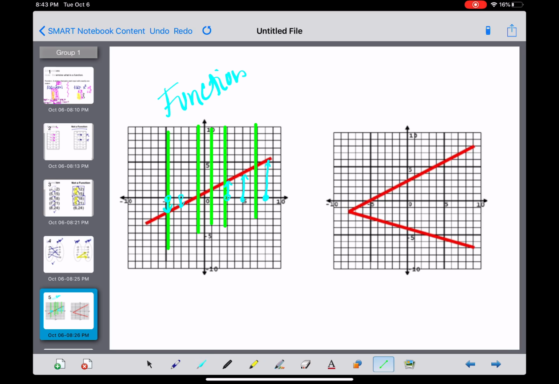Unlike graph number 2, if I were to draw my vertical line multiple places, it is a break in the rule. It crosses through twice, multiple times, which means if I were to find if x is 7, there are two different outputs. Way up here at 7, way down here around -7. So this is a non-function.